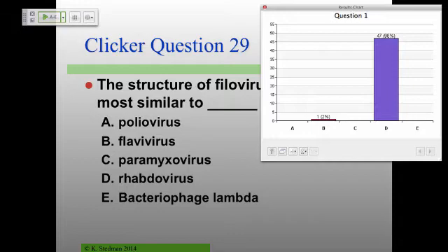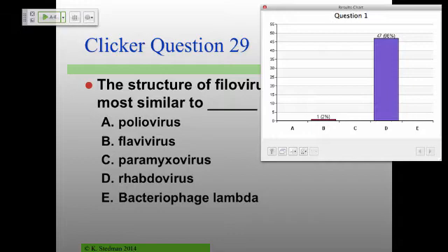It's our naked icosahedral pseudo T equals 3 icosahedra. Well, flaviviruses are enveloped, but otherwise very similar to poliovirus, with a really flat structure because the envelope proteins sit down on the outside. Paramyxoviruses are enveloped, kind of blob-like, rather like what we're going to be talking about today. The rhabdoviruses are kind of bullet-shaped, and bacteriophage lambda, of course, has a head and tail.